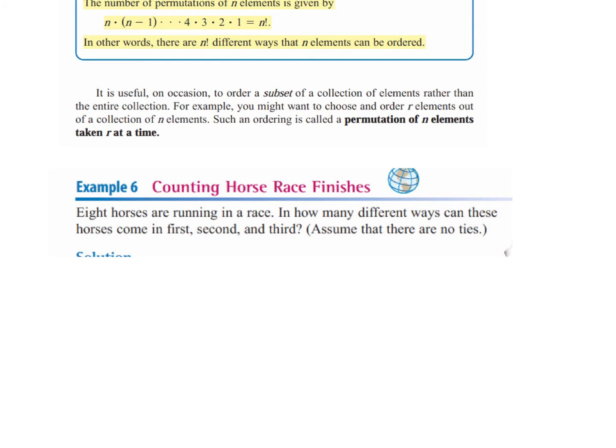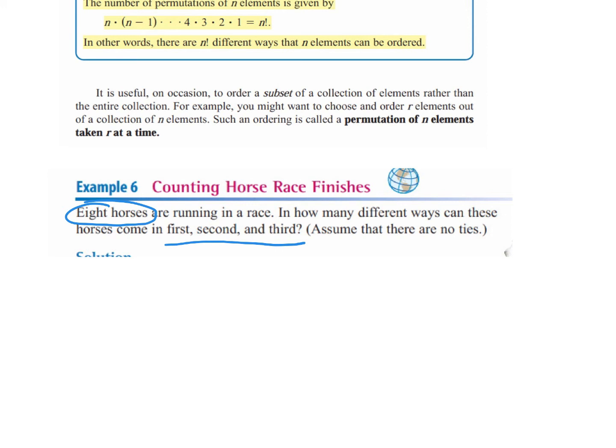It doesn't say use permutations, but how do I know this is a permutation? Because order matters, guys, when you're running a race. How many horses are in this race? 8. All right? 8 horses are running a race. How many different ways can these horses come in first, second, and third?